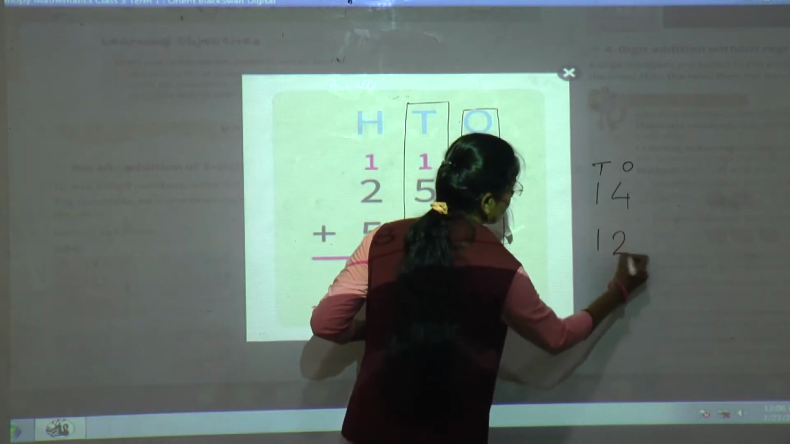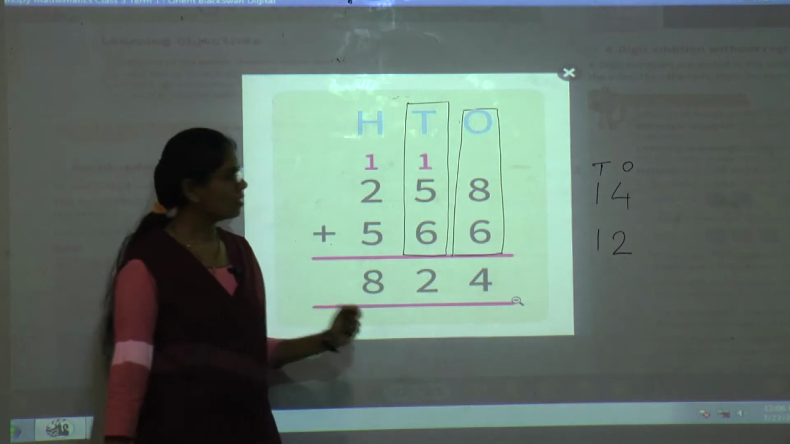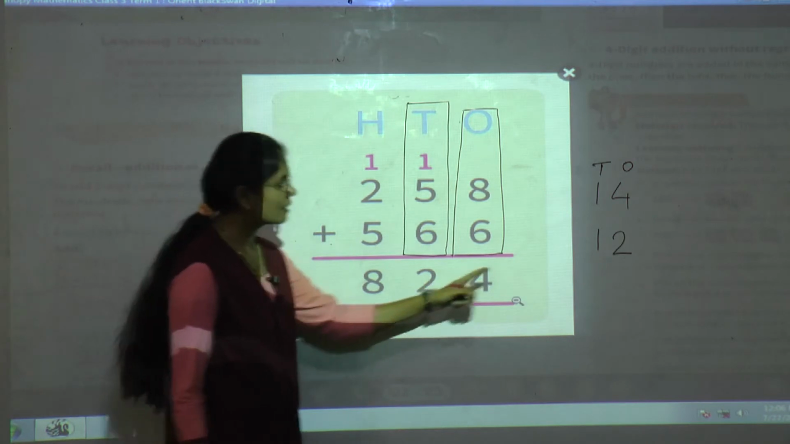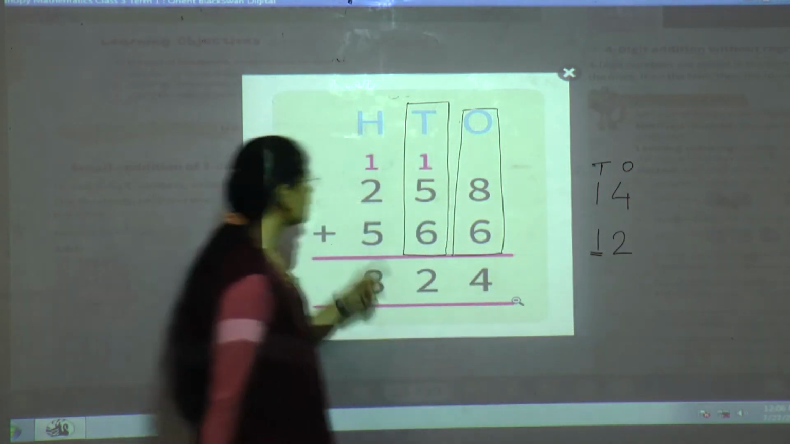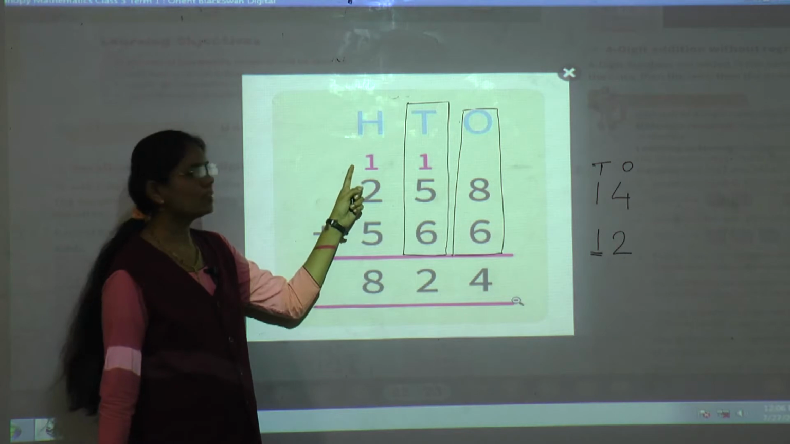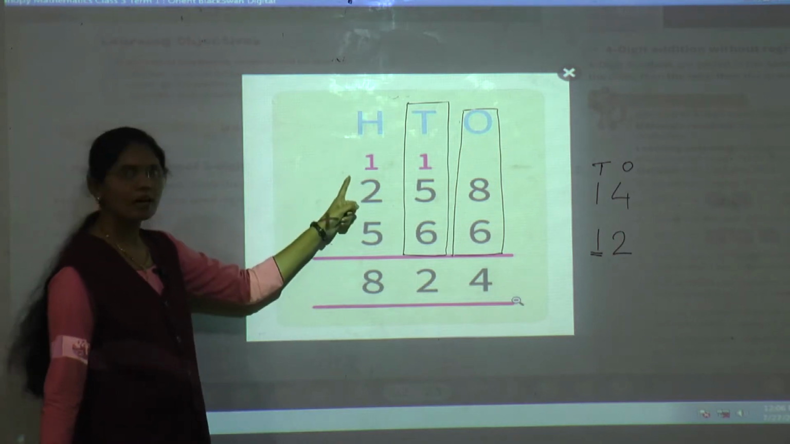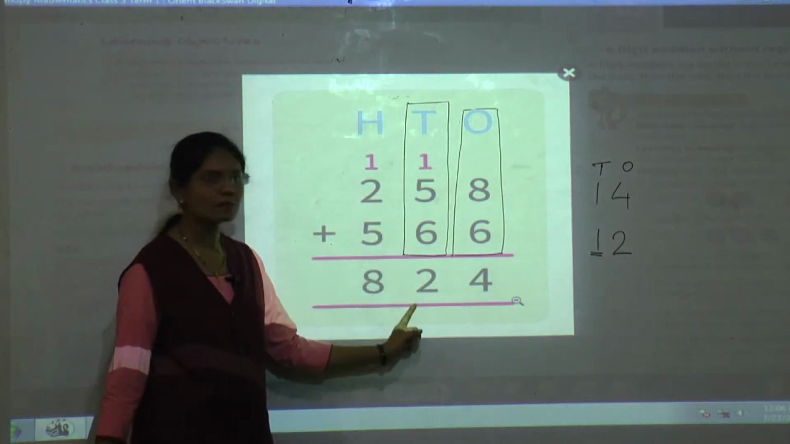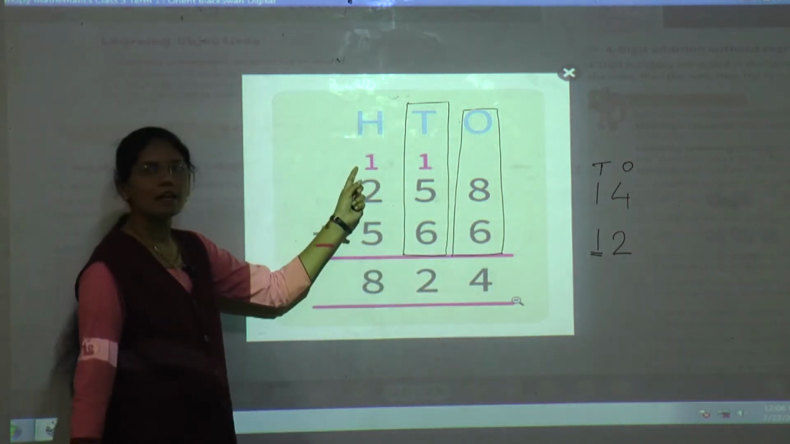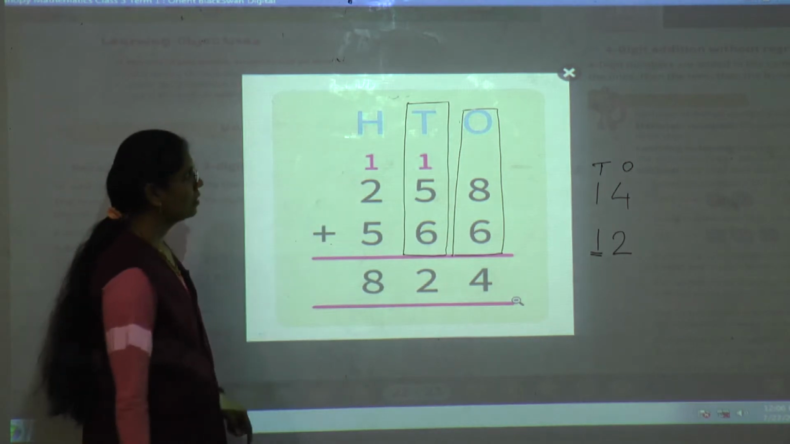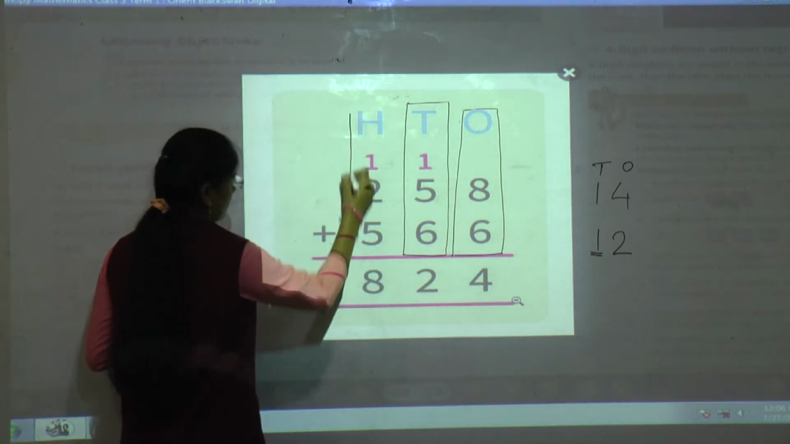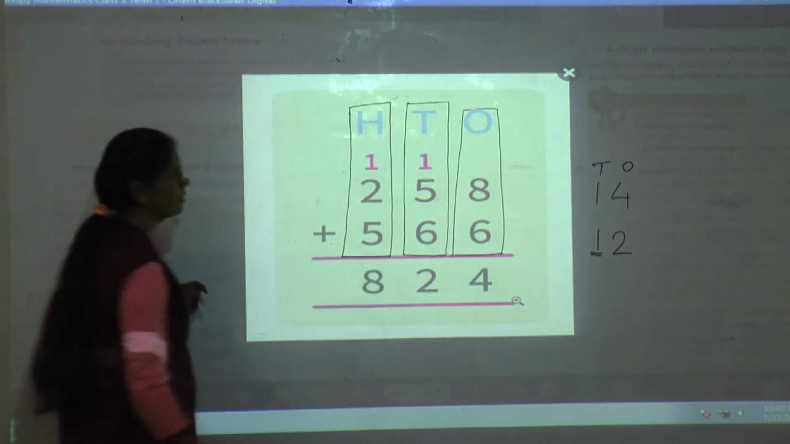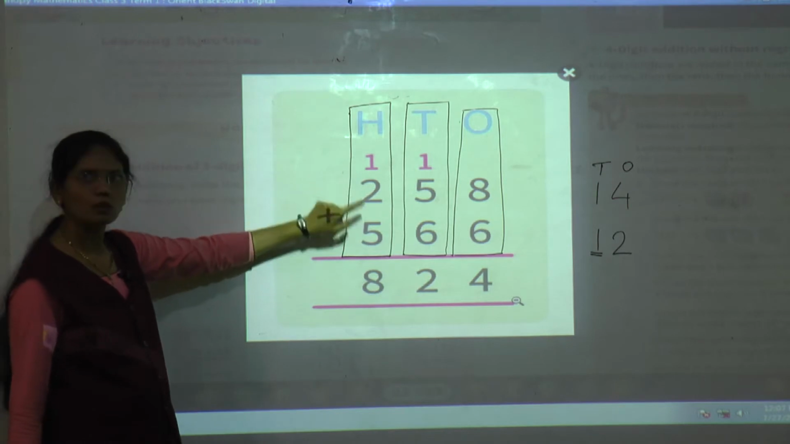Now again 12 is a 2-digit number. So at ones place 2 is there. So we will write 2 here, and this 1 we will give as a carry to the next place, that is at hundreds place. So 12 means we should write 2 at tens place, and this one will move to the hundreds place as a carry. Now see the hundreds place digit. Here again 3 numbers are there, 1, 2 and 5.